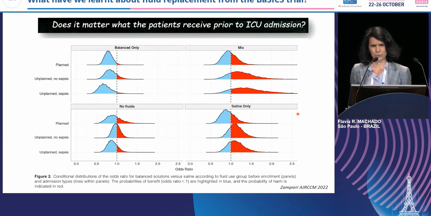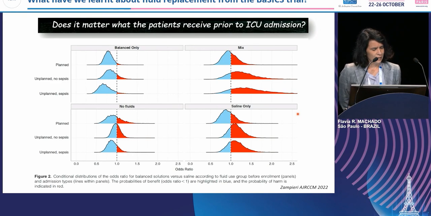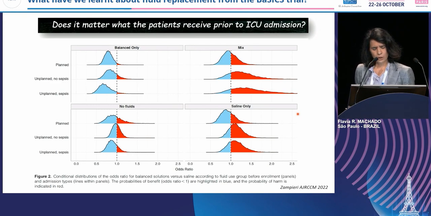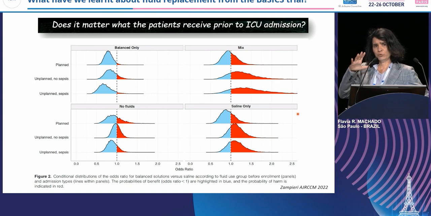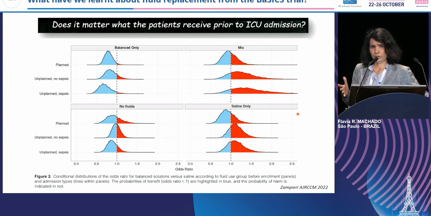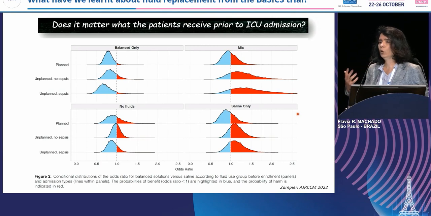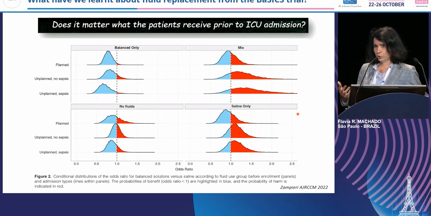Actually, this is in the Blue Journal, not the other one. What we look at here is which fluid the patients received prior to randomization. So we did a Bayesian analysis, and when we look at the whole group, there is again a low probability of benefit in using balanced solutions.